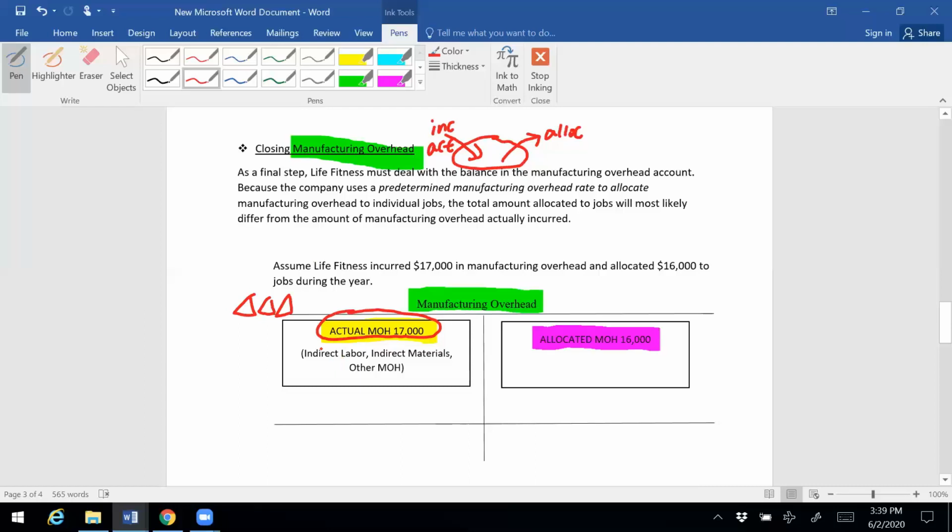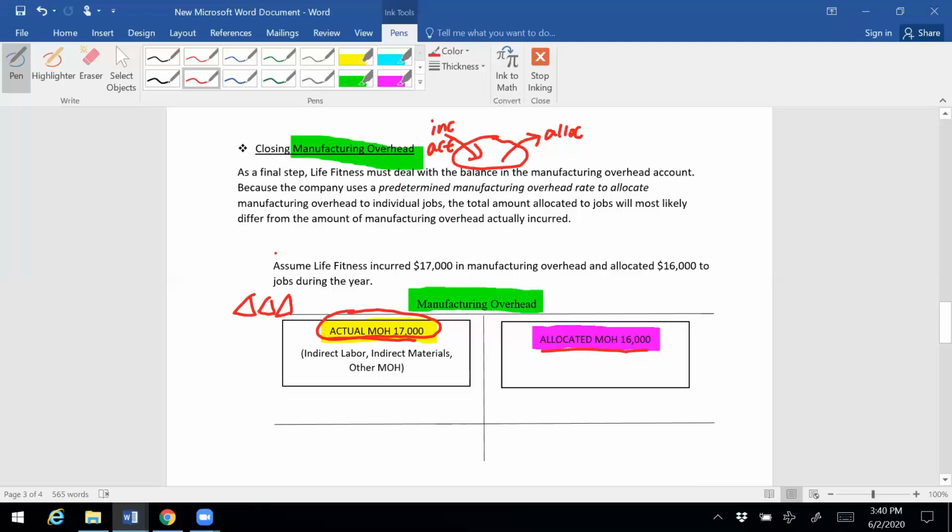So you have the actual manufacturing overhead 17,000, but you only allocated 16,000. It's like you put 17,000 of water in the pool, but you only get 16,000 out of this pool. So is your allocation under allocated or over allocated? Your actual is 17,000, but you only allocated 16,000. Did you allocate enough? Yes or no? You didn't allocate enough. So it's under allocation.